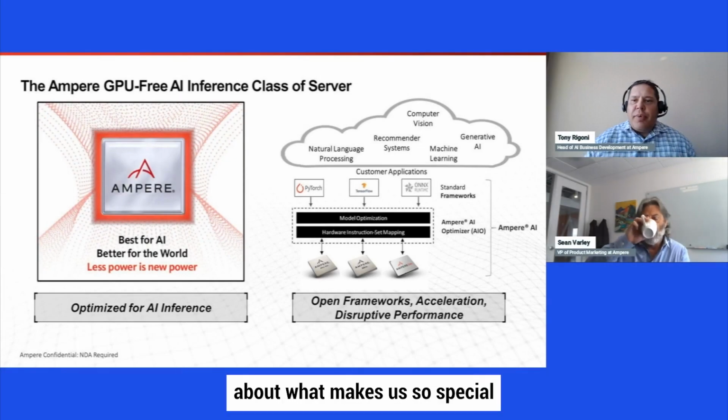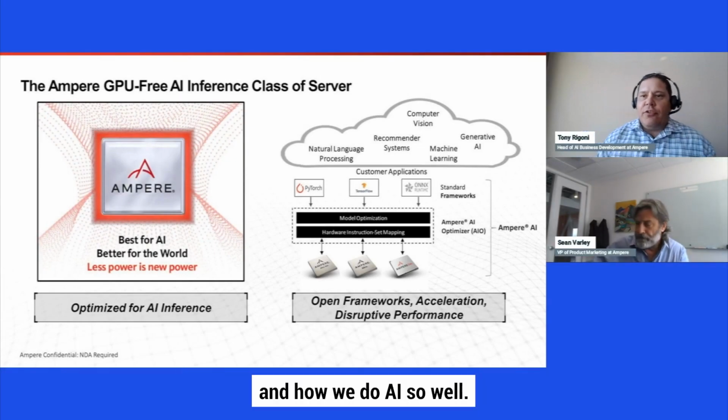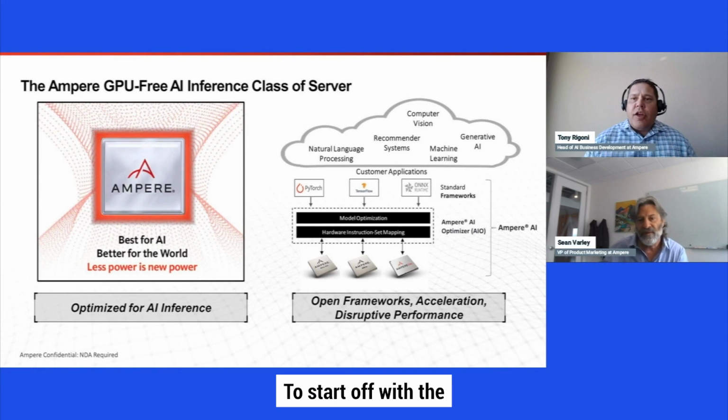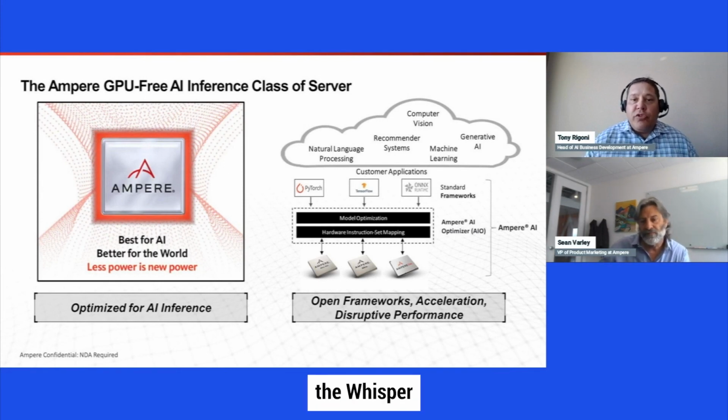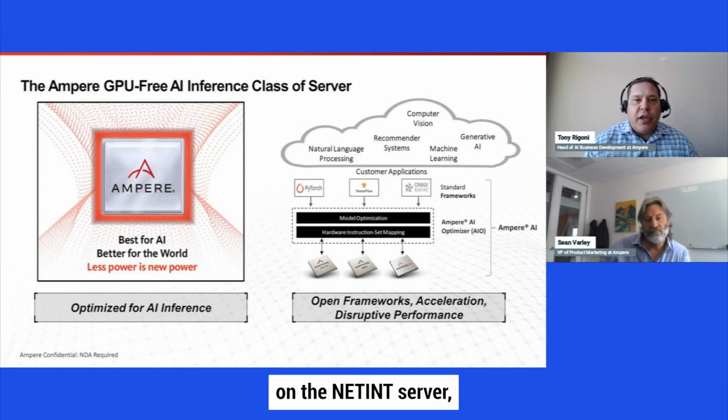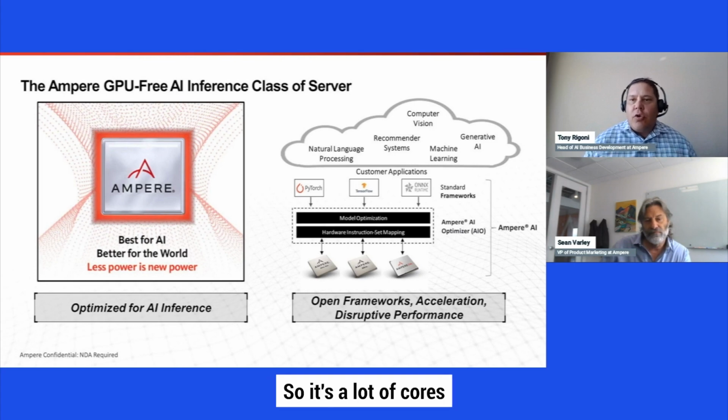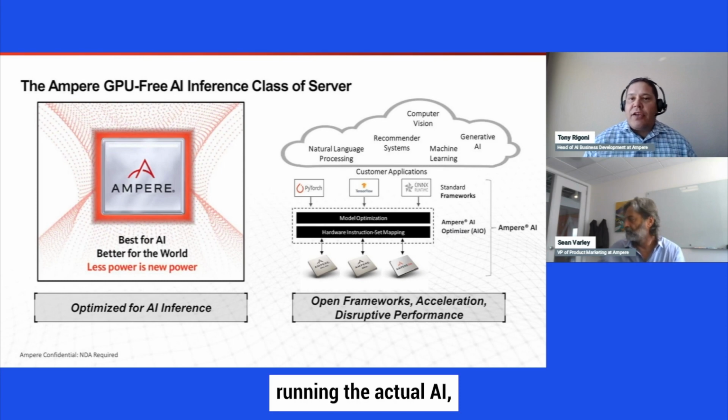Today we're just going to talk a little about what makes it so special and how we do AI so well. To start off with, the Whisper that we're running on the NetInt Quadra server, we're using 96 cores, so it's a lot of cores with a lot of performance to run the AI. We call this GPU free since there's not a GPU running the actual AI. We are running it directly on the CPU.